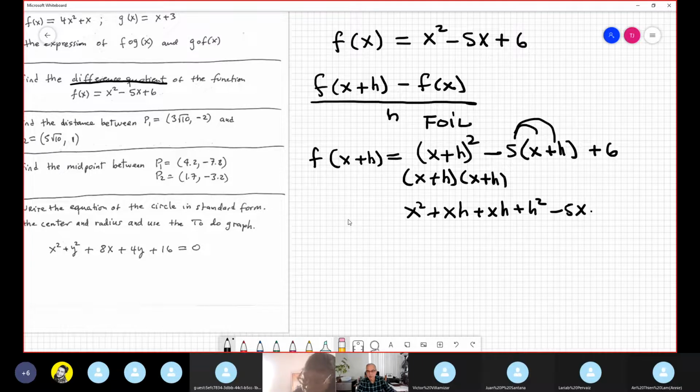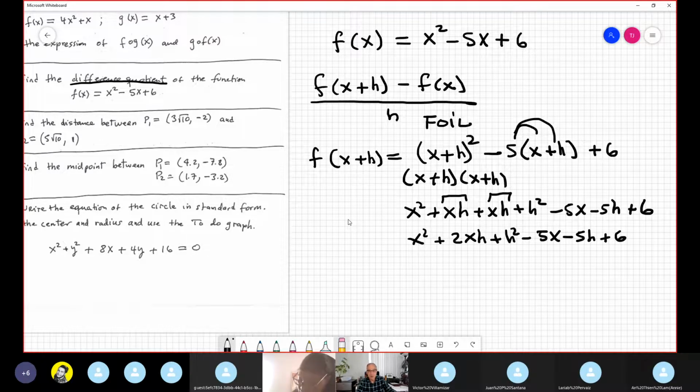Minus 5x minus 5h. And this 6 just bring down. We combine like terms. X squared, this and this together is 2 times xh, plus h squared minus 5x minus 5h plus 6. Okay, here I have in my hand the first piece of the formula. Now the second piece of the formula is subtracting the original. So you take this minus the original.